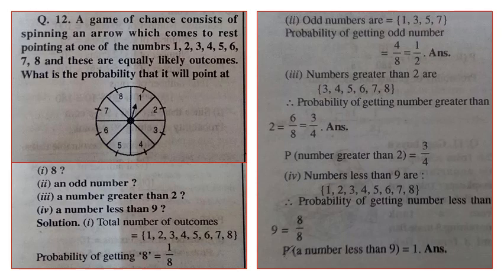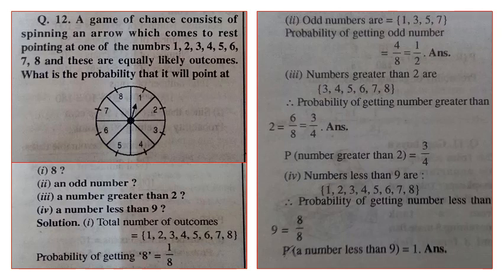Question number 1, the probability to get a number 8 is 1 by 8, since number 8 is present only one time. Question number 2, an odd number. There are 4 odd numbers, 1, 3, 5 and 7. So the probability of getting an odd number is equal to 4 by 8, that is equal to 1 by 2.